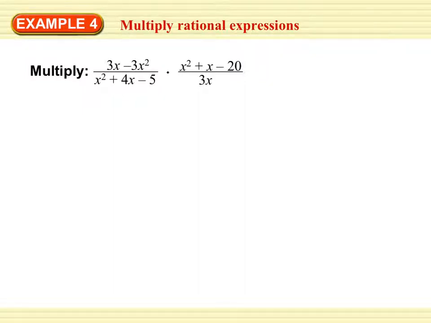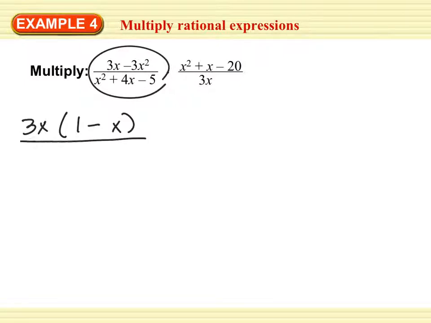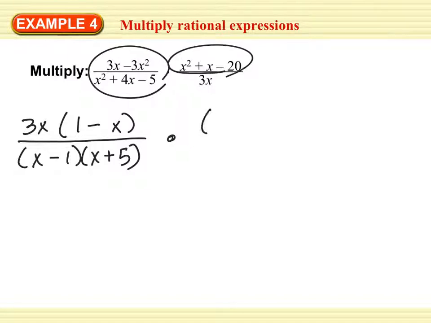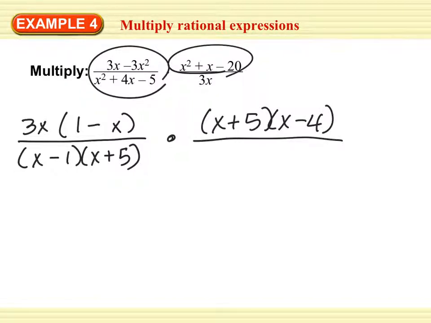Okay, this is a little messier. I would not recommend multiplying across and then simplifying. I would actually recommend simplifying first, canceling, and then multiplying. So I've got this part of the problem, I'm going to factor it. 3x, I'm left with 1 minus x. That denominator factors into x minus 1, x plus 5. Here, this numerator factors into x plus 5, x minus 4, and a 3x.